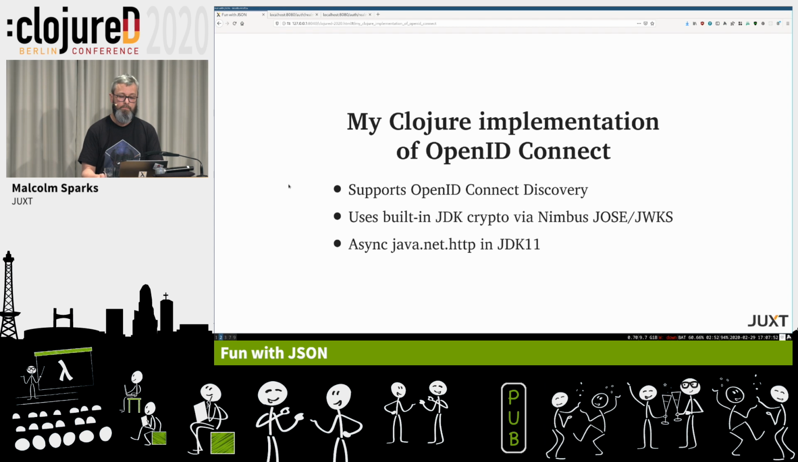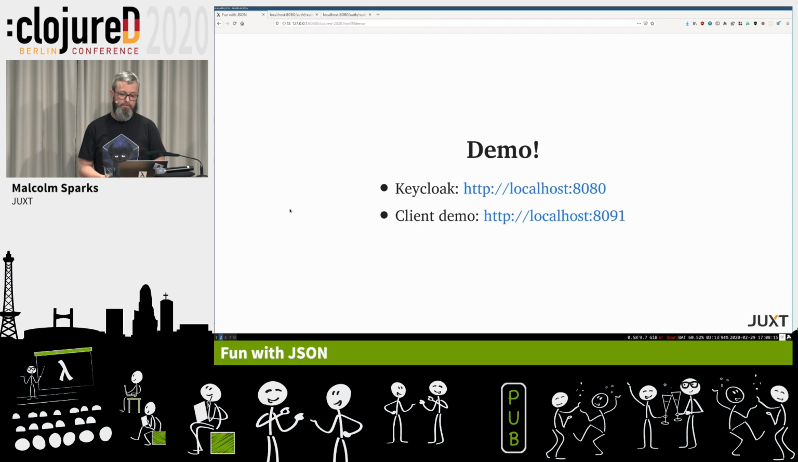So I built a little piece of Ring middleware that does this. It uses the built-in JDK crypto because I didn't want to have too many dependencies. So the JDK has some nice cryptographic algorithms that you can use natively, and I'm using this Nimbus Java library to do that. And for the bit where you have to exchange the code for the token, I'm using an asynchronous HTTP client in JDK 11.